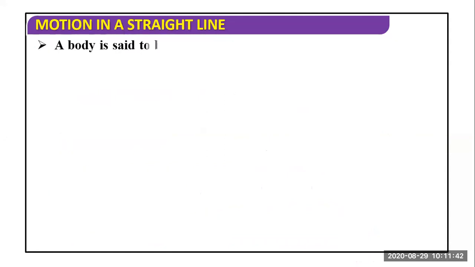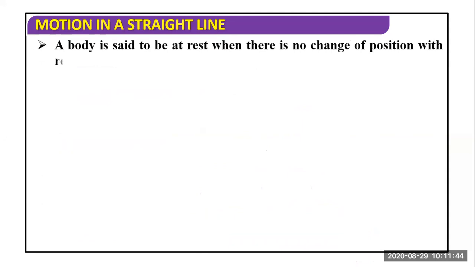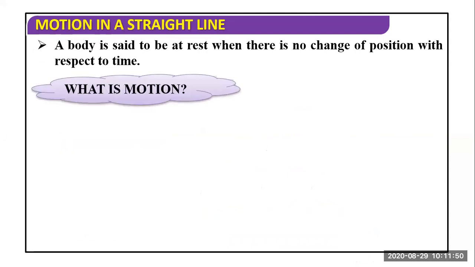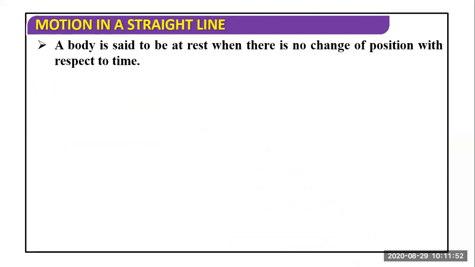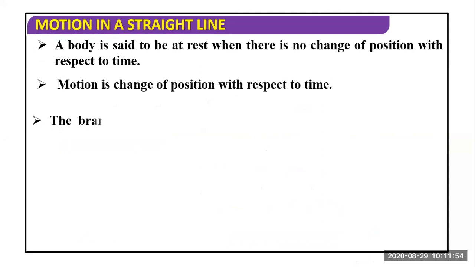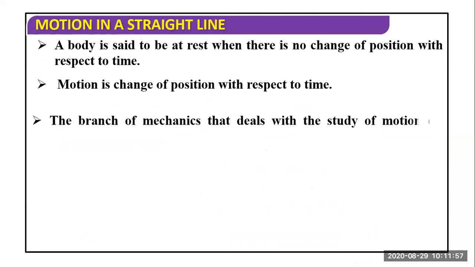So what is rest? How do we define it? A body is said to be at rest when there is no change of position with respect to time. And what is motion? Motion is change of position with respect to time.